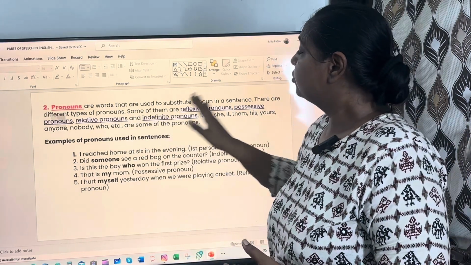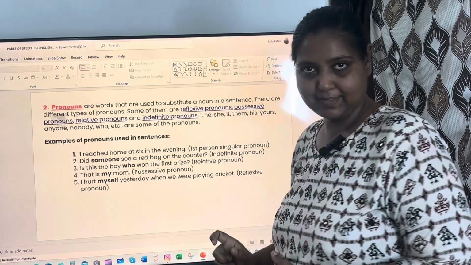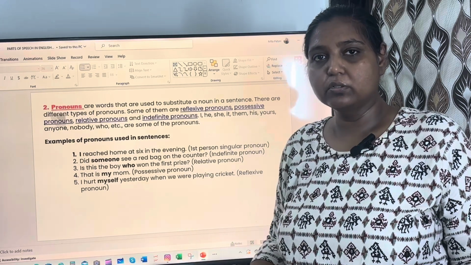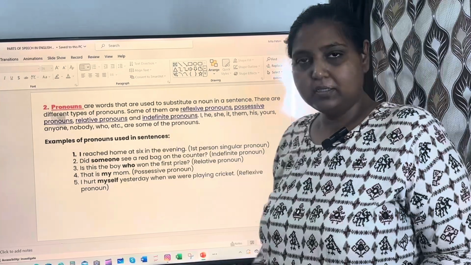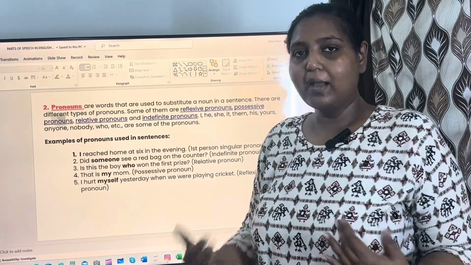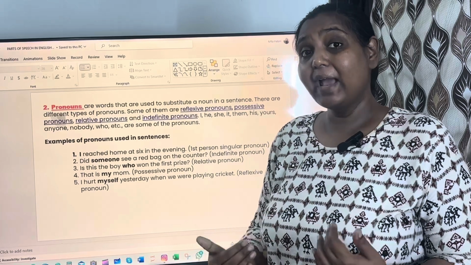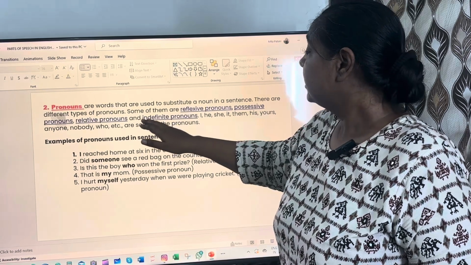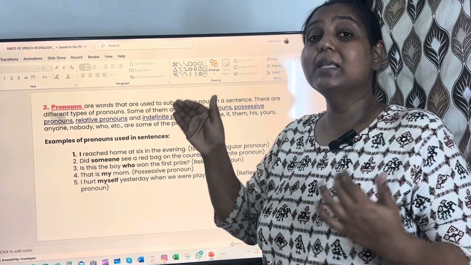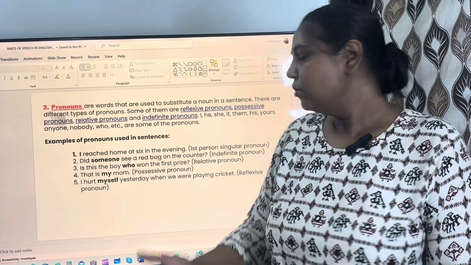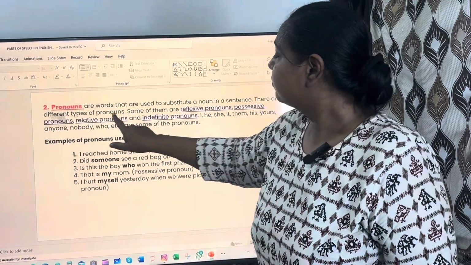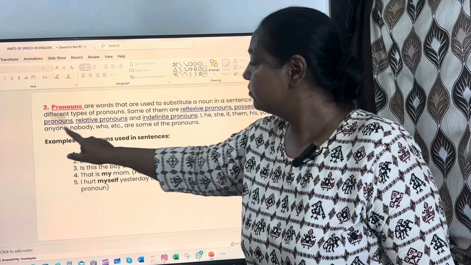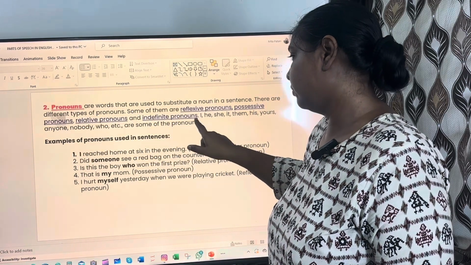Pronouns are words that are used to substitute for a noun in a sentence. When you are saying something to express your ideas, your thoughts, how you feel, generally noun and pronoun are similar, but they have a different role to play. For example, here you can see in the definition, they are substitutes which can be used in place of a noun. There are different types of pronouns. Some of them are reflexive pronouns, possessive pronouns, relative pronouns, and indefinite pronouns.